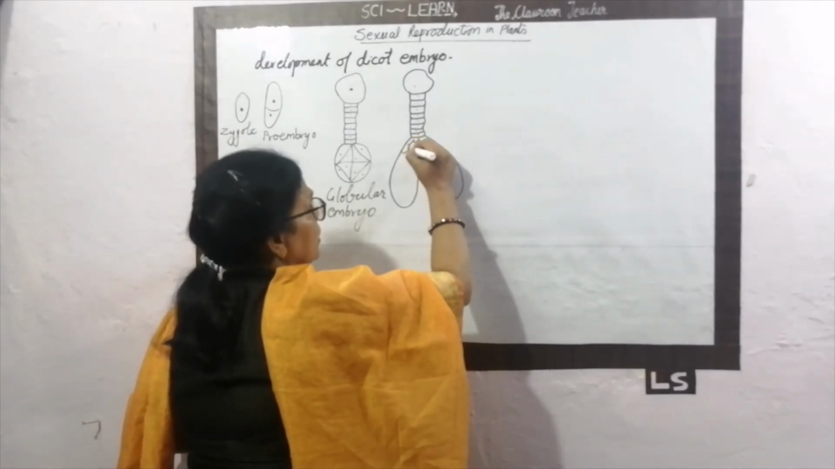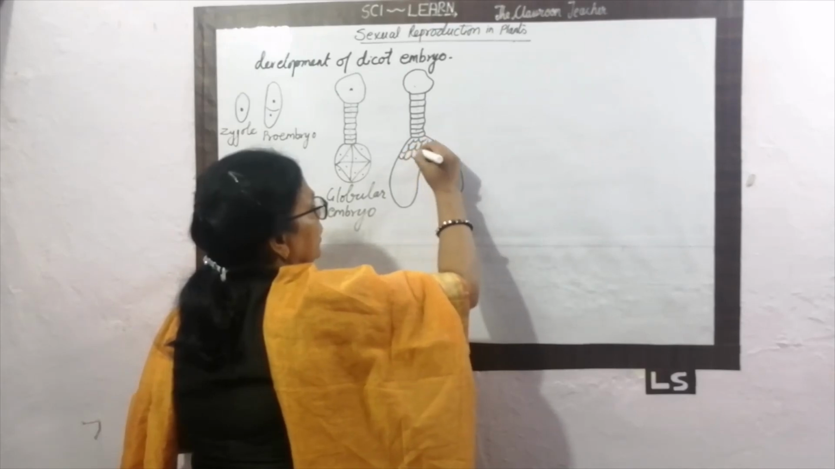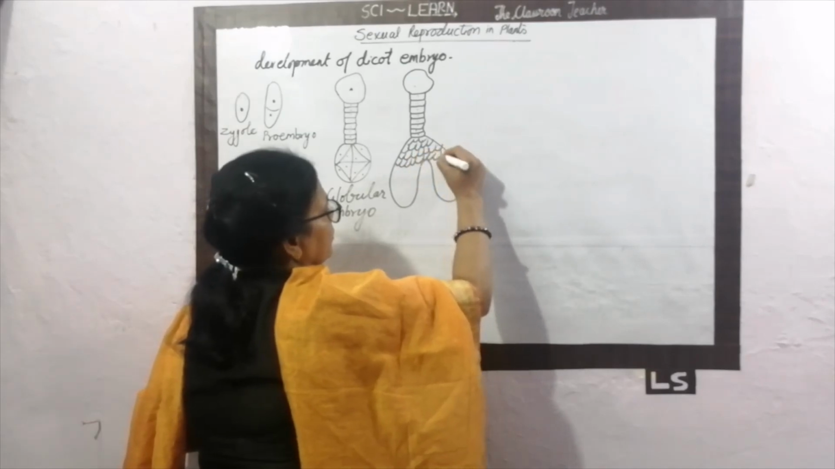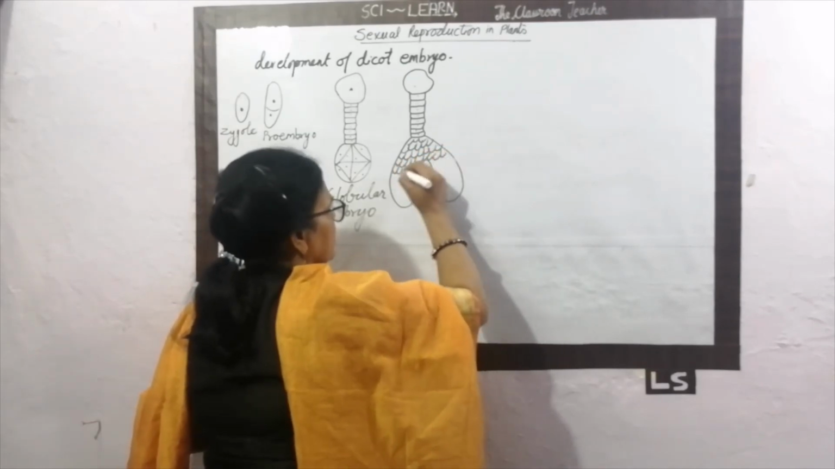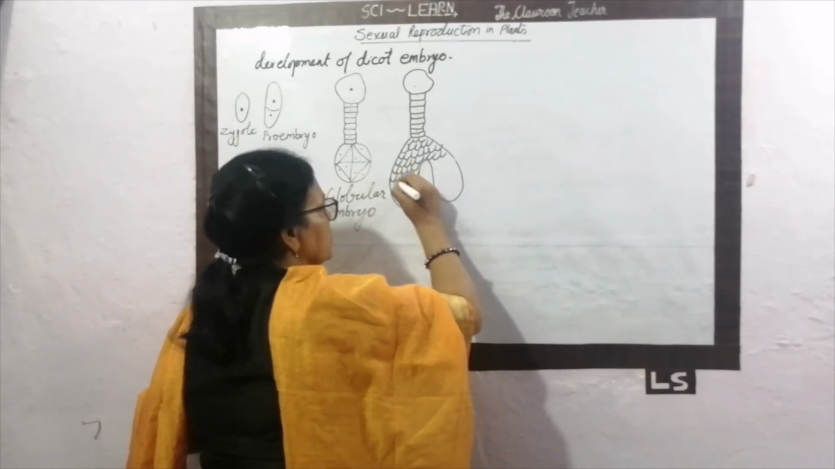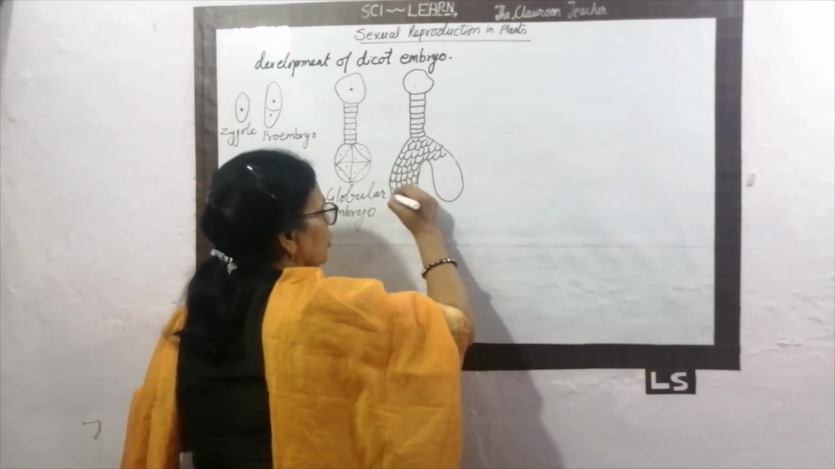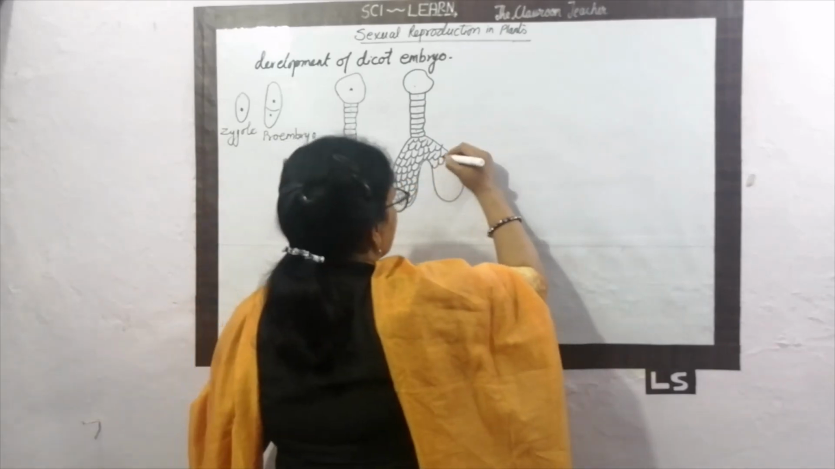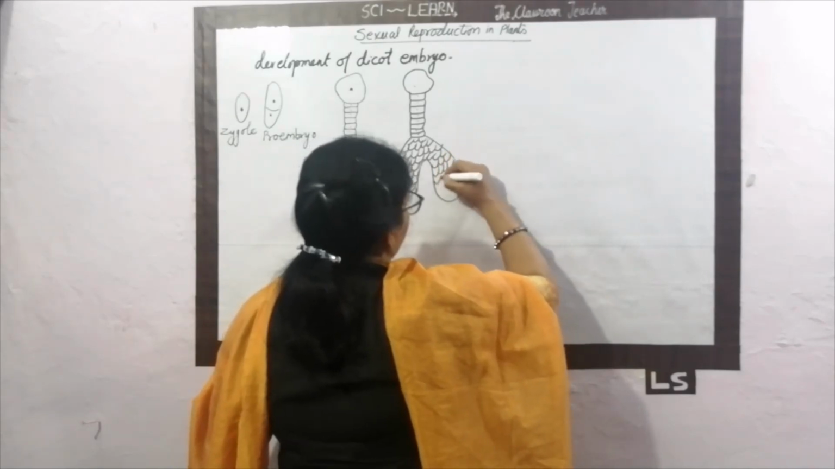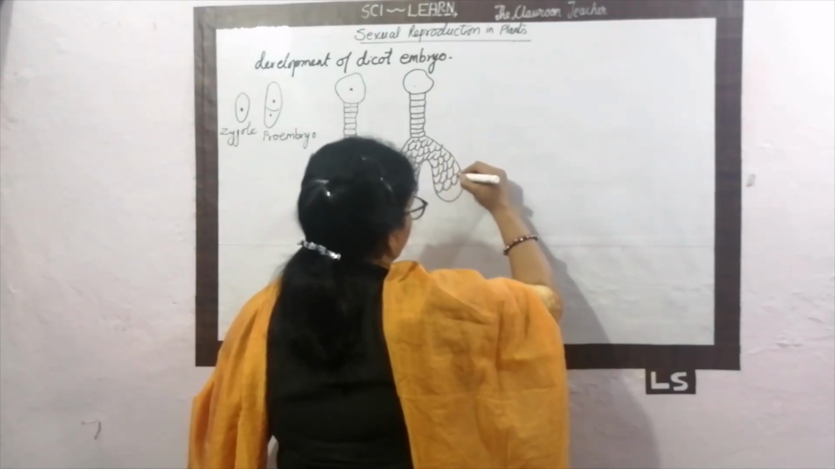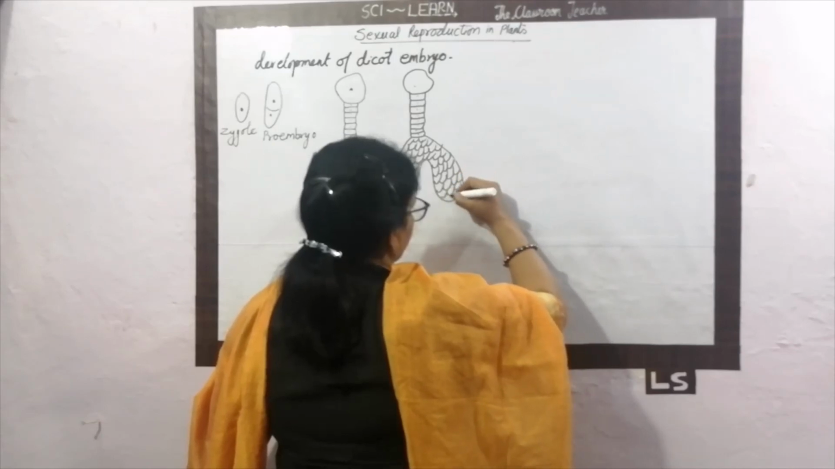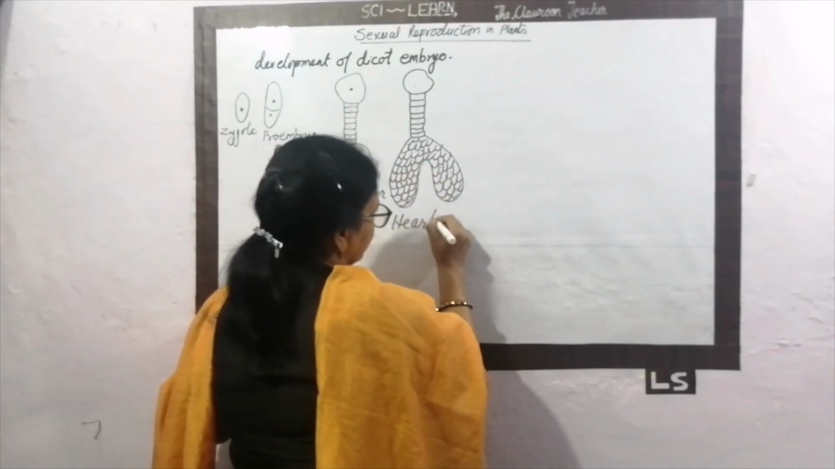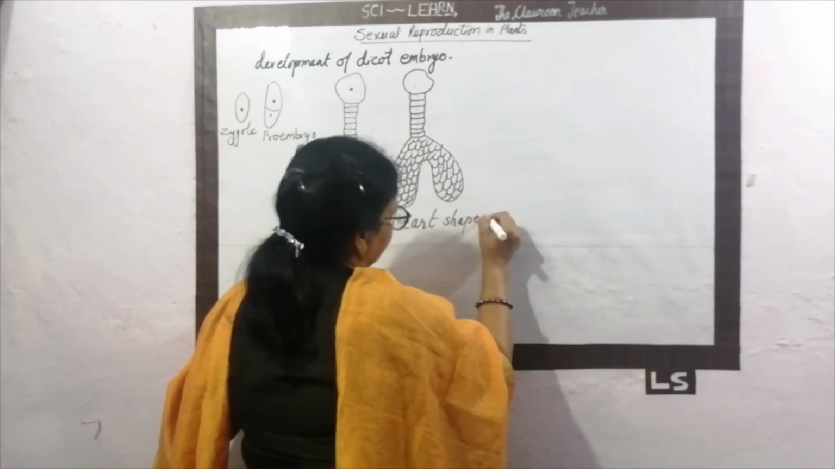Okay, this structure changes and it is somehow heart shaped. Number of cells increases now because it divides continuously in the same plane. The division is mitotic division. Number of cells increases and the shape becomes heart. So it is called the heart-shaped embryo. What is this? This is the heart-shaped embryo.